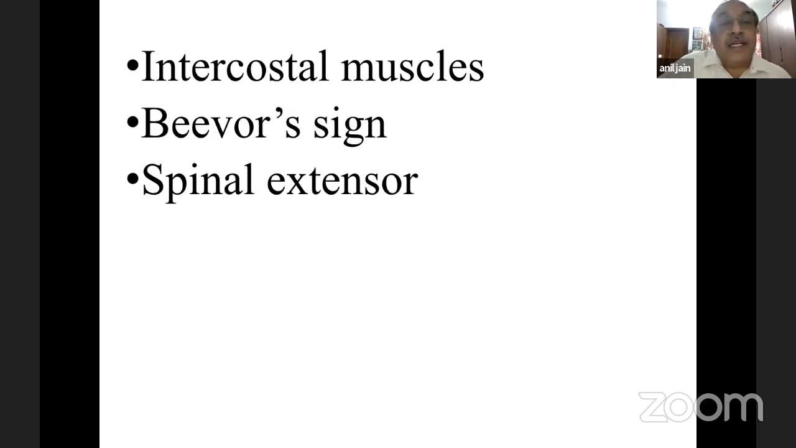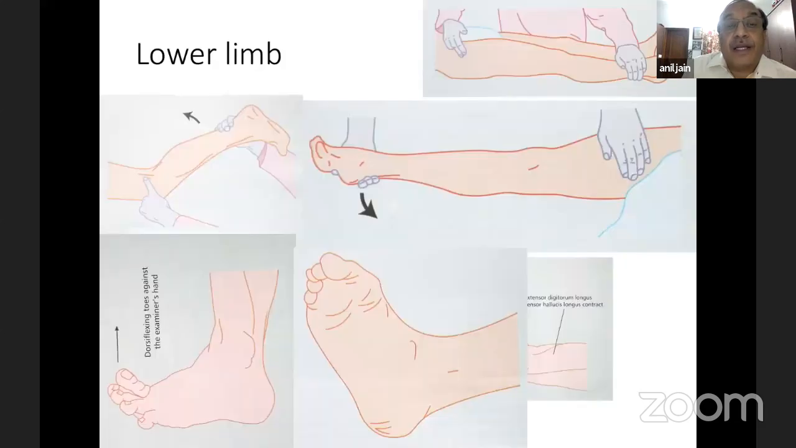For abdominal muscles, it's the Beevor's sign, and that only denotes, when you ask the patient to contract the abdominal muscles, that if the upper abdomen is acting and the lower abdomen is paralyzed, then the umbilicus is pulled up. This is the only information you can give: whether the whole abdomen is contracting or only the upper half. The rest you cannot comment on. Spinal extension, again, you can palpate the muscle and say yes, spinal extensors are contracting.